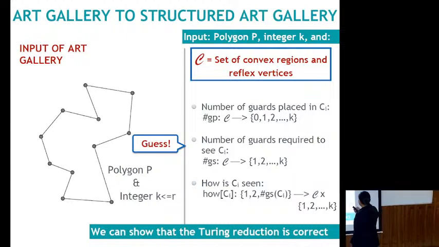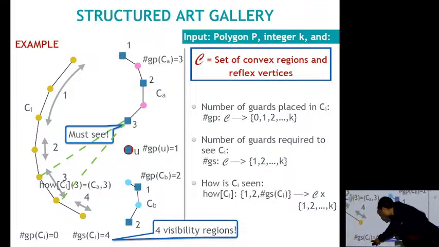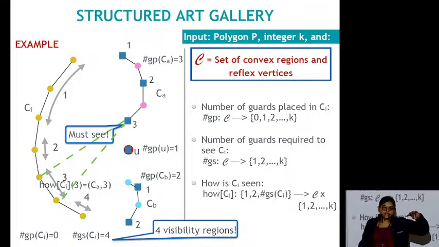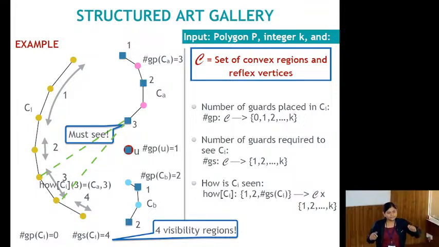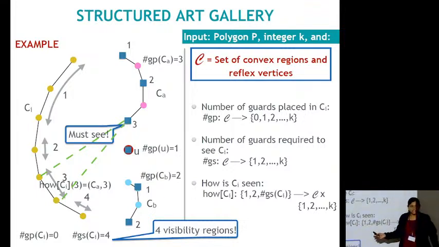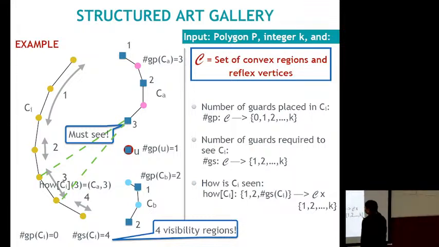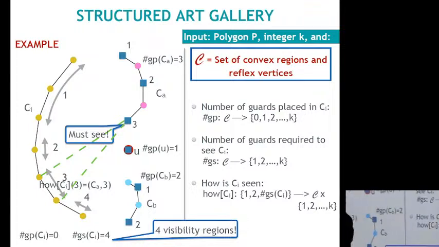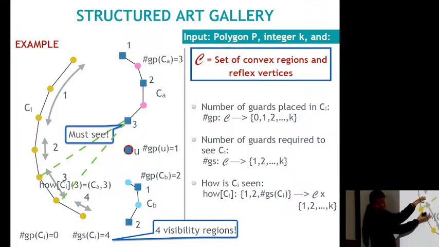For instance, if you have #GS(Ci) equals 4, then 4 guards will be responsible to together see this convex region Ci. And we can further guess where they come from. Exactly. That's what is given by this function how Ci. So where is the first guard that is required to see this convex region coming from? For instance, here how(Ci, 3) is (a, b), then the third guard placed in Ca must be responsible to see the third piece.